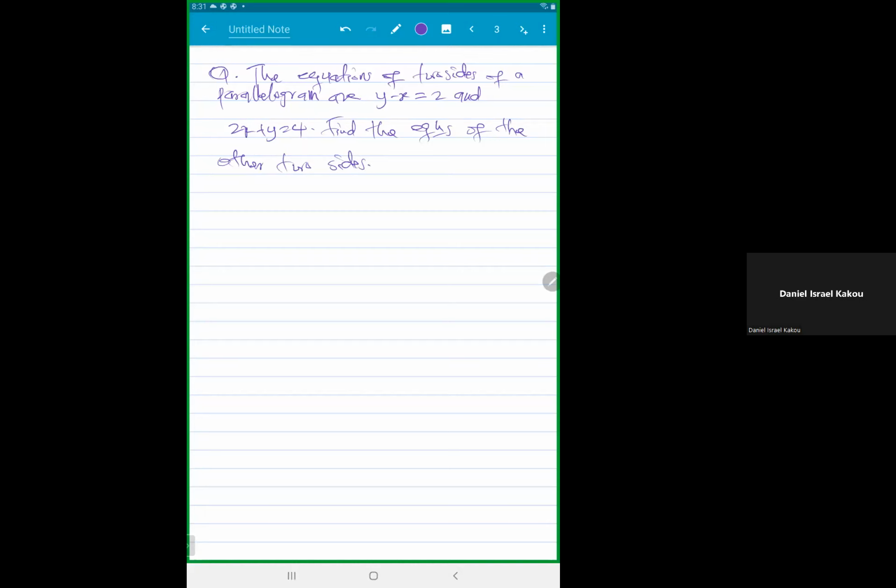Find the equation of the other two sides if they intersect at (0, -4). Yeah, if they intersect at (0, -4).